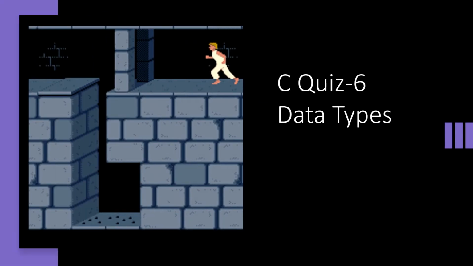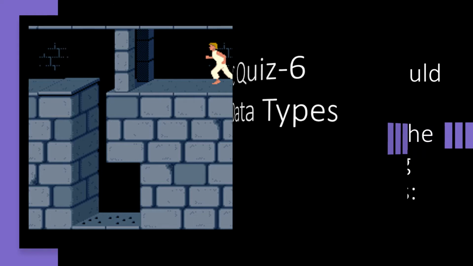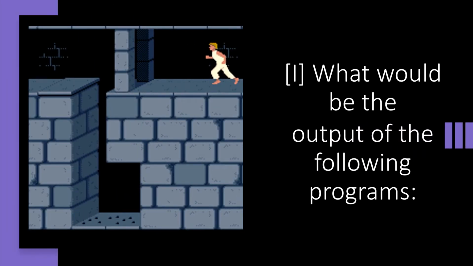Welcome to C quiz 6, which is on data types. You will see various questions on this quiz and it will be easy to understand all the data types questions. What would be the output of the following programs?